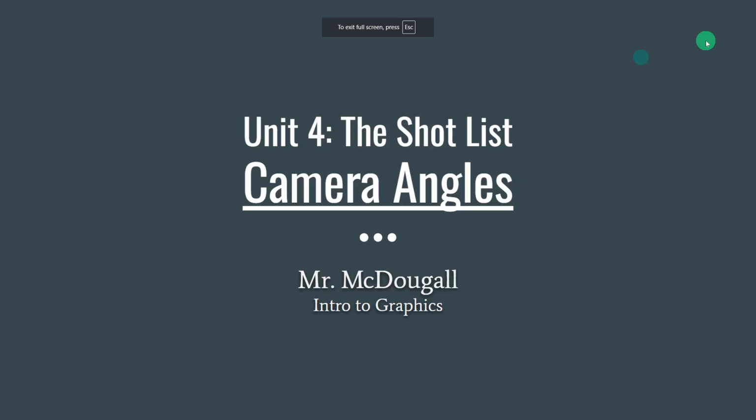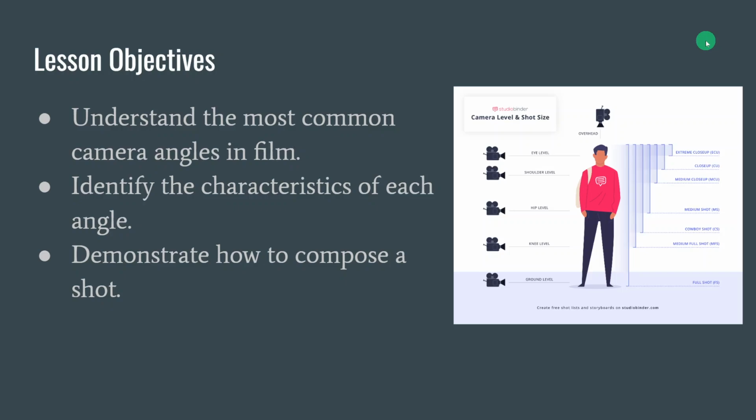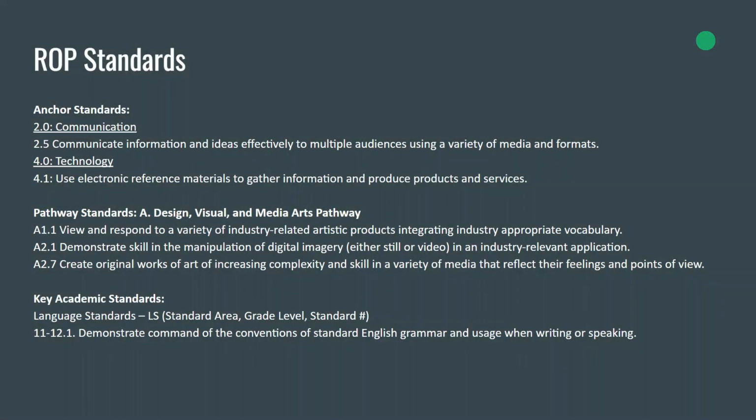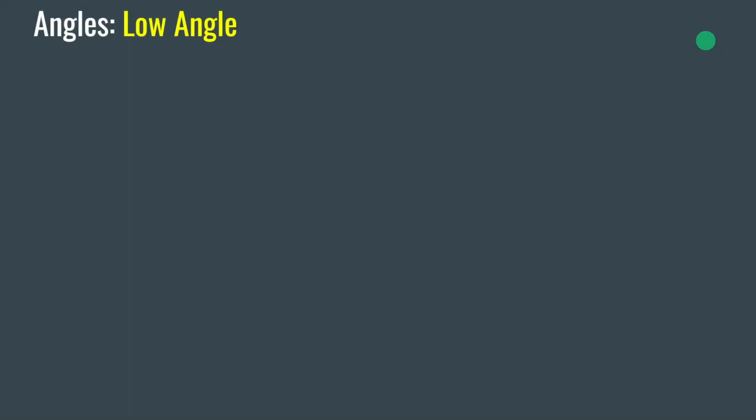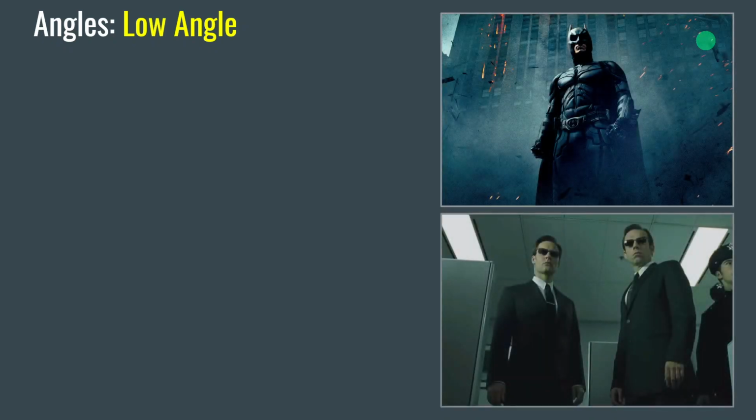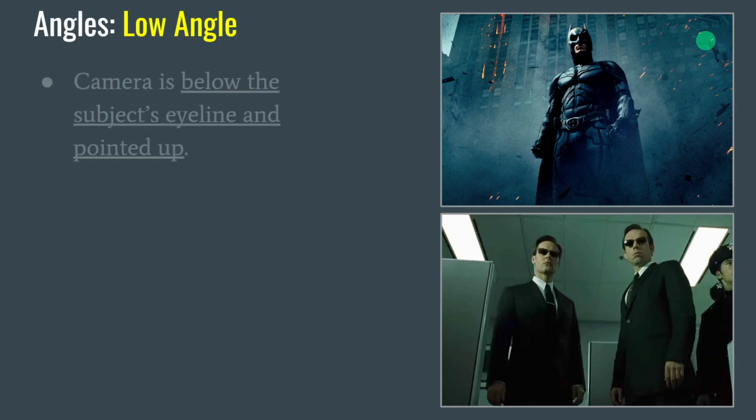Okay, so let's talk about the camera angles that you will be practicing. So again, these are the objectives. We will understand and practice the different types of angles talked about in the video, go over our learning standards, and let's begin talking about each one. So the first one it mentions in the video is the low angle. The name of this one is because the camera is down low. The camera is low, pointed up.